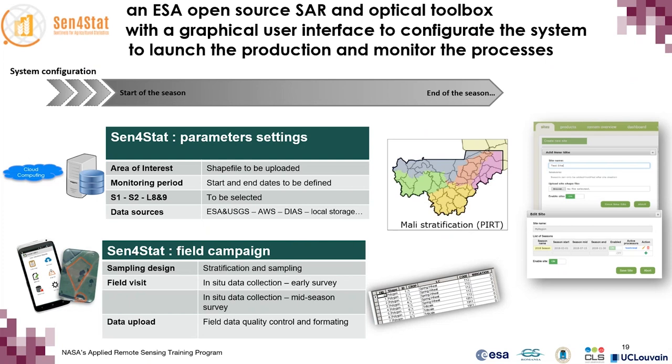You can then select the type of mission you want to use for the monitoring: Sentinel-2, Sentinel-2 and Landsat 8 and 9, or Sentinel-1, Sentinel-2 and Landsat 8 and 9. Any combination is possible, allowing you to tune the dataset to the region of interest.